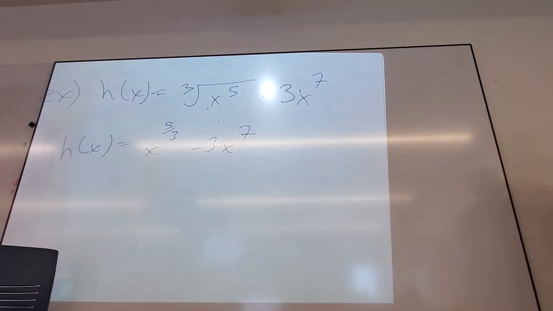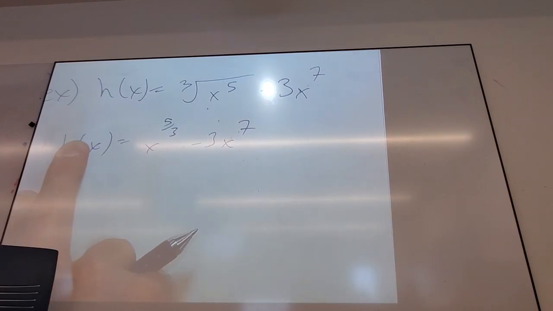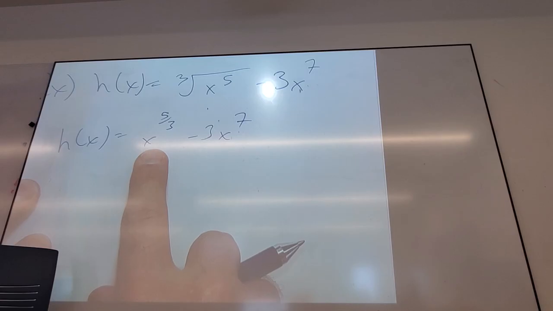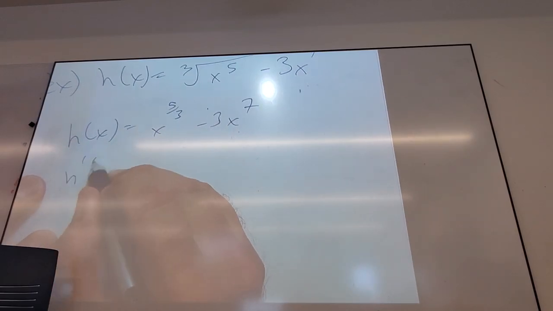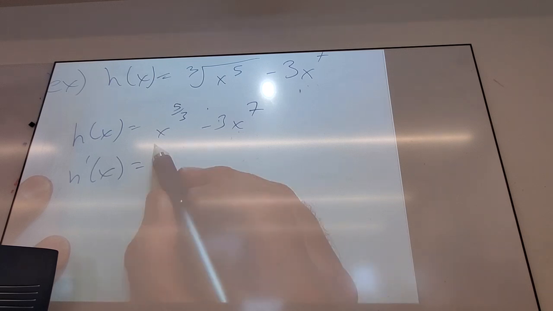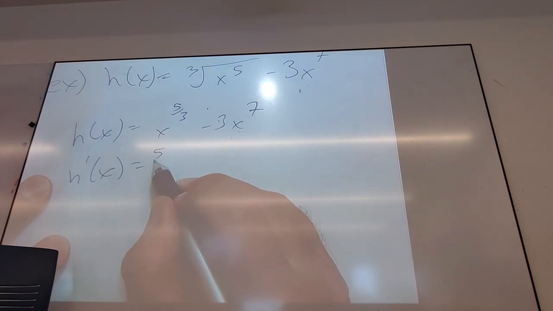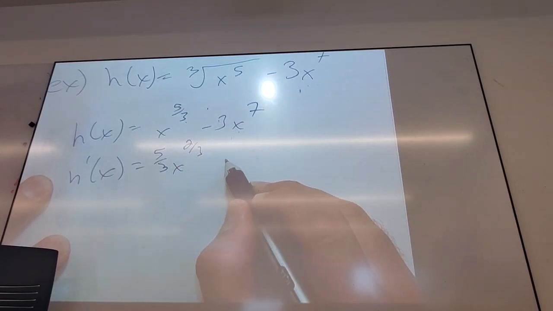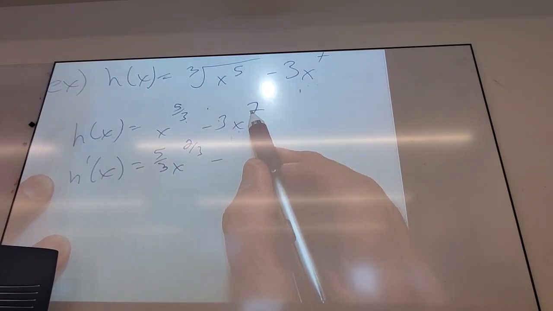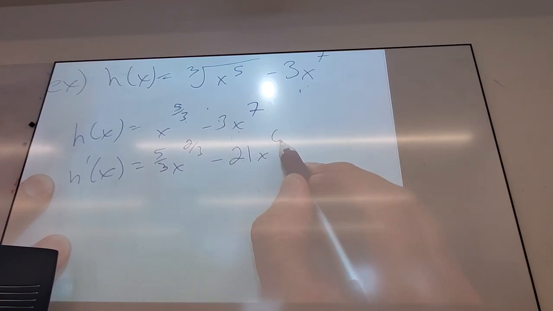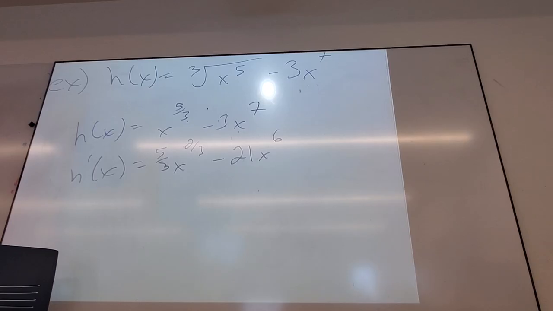So how do you take this? No, notice. Why didn't I put a prime here? I haven't done a derivative yet. I just rewrote what I have to work with. Now I'm going to take a derivative. So how does this work? 5/3. Yep, 5/3. X to the 5 minus 3, 2/3. Minus? 21. Good. 7 comes down. There's already a 3 next to the 6. Kick ass.